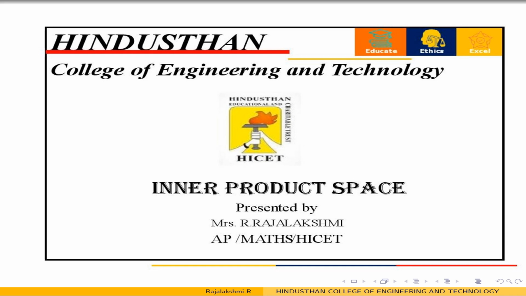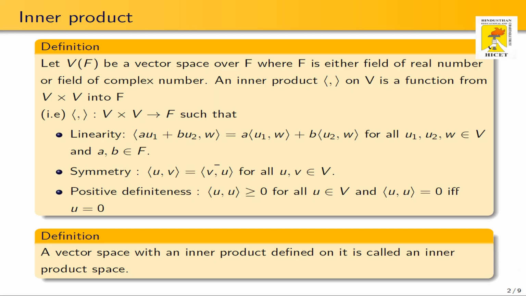I am going to present the topic inner product space. First, we have to take V, a vector space over the field F, where F is either the field of real numbers or the field of complex numbers. An inner product on V is a function from V cross V into F. If we see what an inner product space is, it's a function of mapping, which means the domain will be V cross V and the codomain will be the field F, and the function is the inner product.